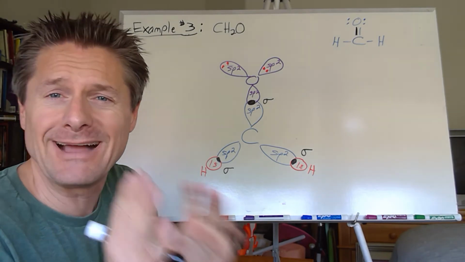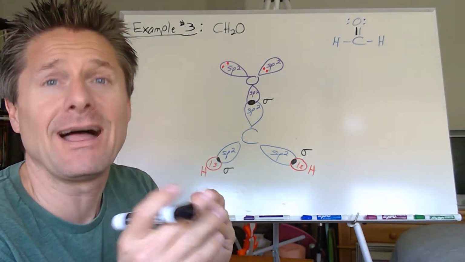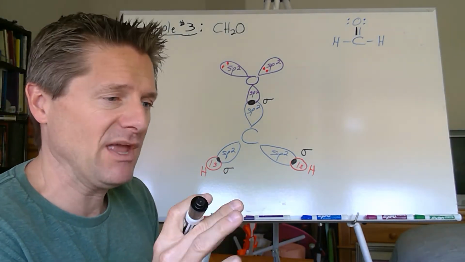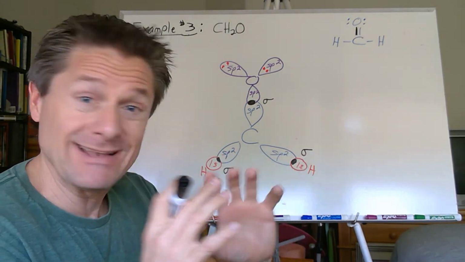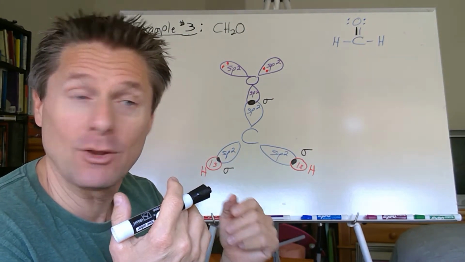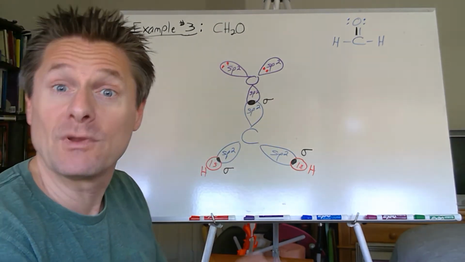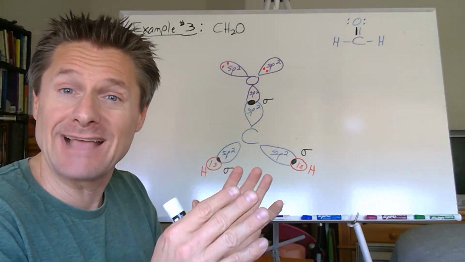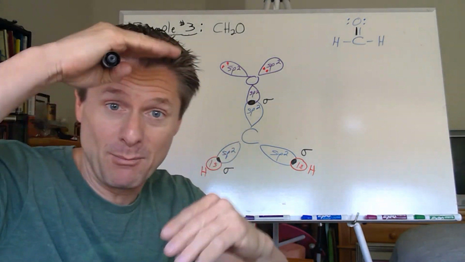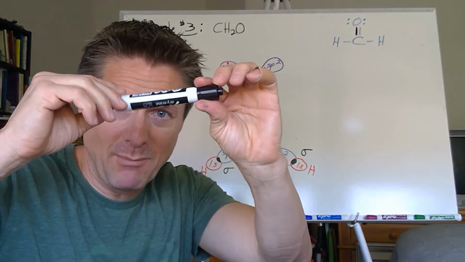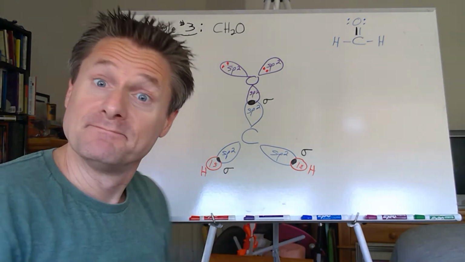Remember, double bonds look like hot dogs. If you could take a picture of where the electron density is and actually see it, it would literally look like a hot dog in a bun. You'd see the hot dog here, and then you're going to have a pi bond with some electron density on either side, which looks like the top bun and the bottom bun. So you get the top bun, hot dog, bottom bun.